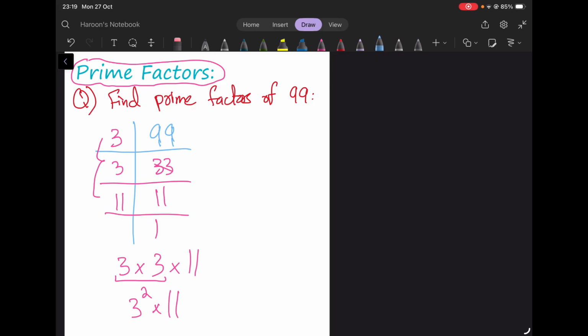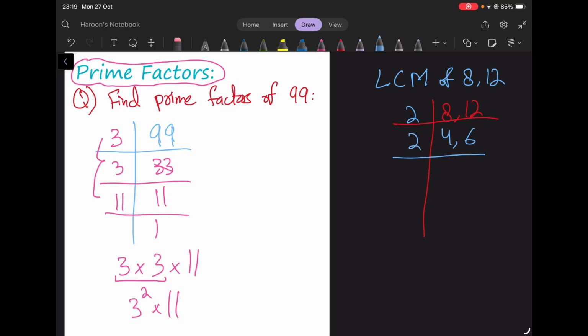Another question that can arise, for example, find LCM, least common multiple of, let's say, 8 and 12. So we make a table just like we did for HCF, but there is one subtle difference. So I'll look for the smallest, both are even numbers, so I can take 2 for example. 8 divided by 2 would be 4, 12 divided by 2 would be 6. Once again I can take 2, both are even numbers. 4 divided by 2 would be 2, 6 divided by 2 would be 3.